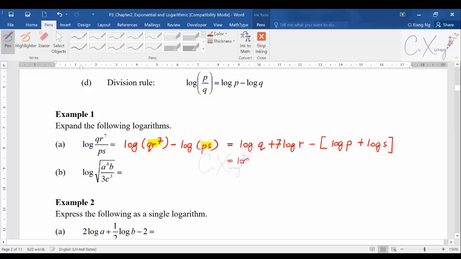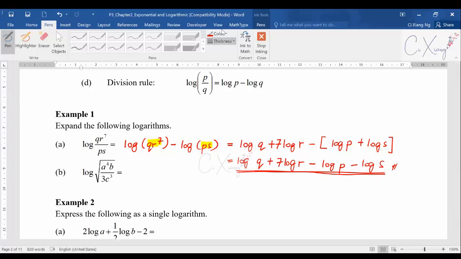Okay, then if you express it and simplify it in detail, then you have 7 log R minus log P minus log S. Okay, so this is what we have for our answer. This is how you actually expand everything in detail. Okay, so in exam, if they ask you to do so, you don't need to show so detailed. You can try to find the answer. I show it to you in detail so that you roughly know what rules I'm applying. Okay, then now you go to example 1b.